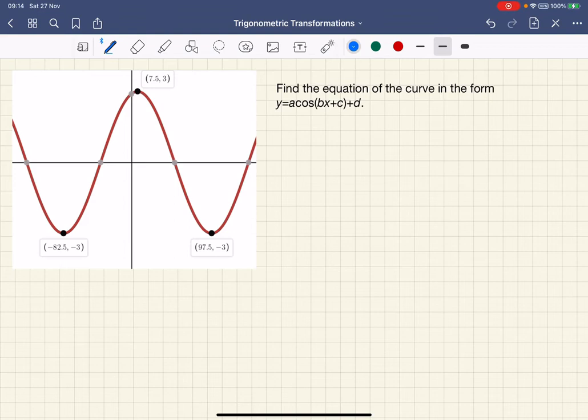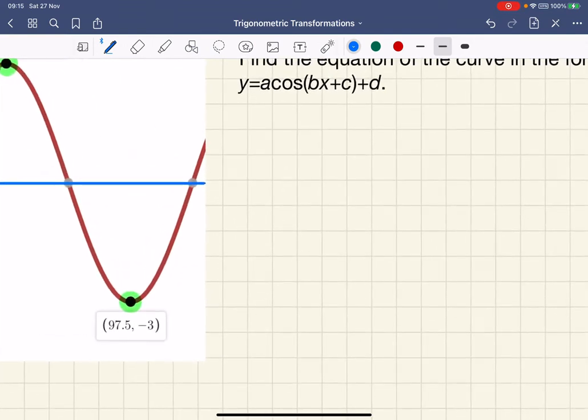So the A value is simply the amplitude, or half the distance from the top to the bottom. So my range goes from 3 to -3. I will also know the principal axis will be 0 on this one. And so my A value is 3. So that's the difference from the principal axis to the top. So my A value is 3.